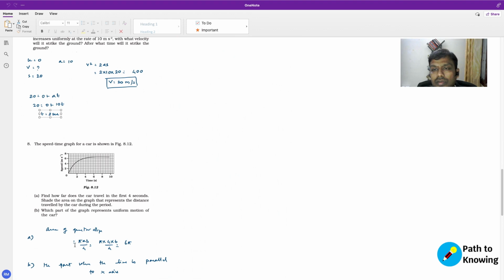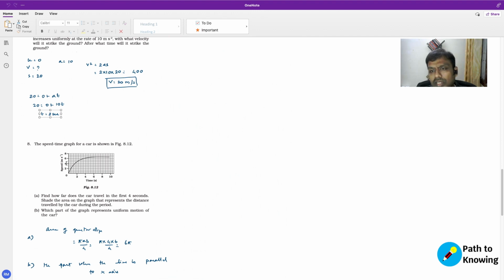Okay. So this is the speed time graph for a car, which is shown here. The question here is, how far does a car travel in the first 4 seconds? Shade the area on the graph that represents the distance traveled by the car during the period, and which part of the graph represents uniform motion of the car.